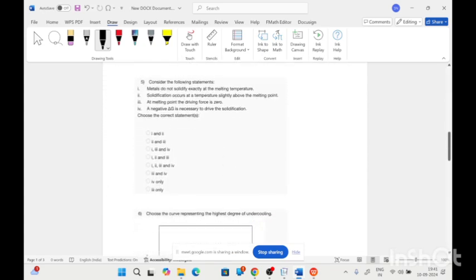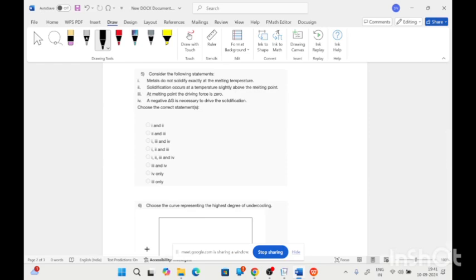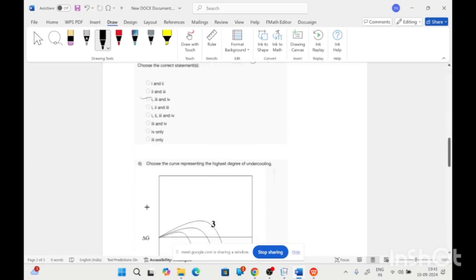In the next question, consider the following statements. Metals do not solidify exactly at the melting temperature. Second, solidification occurs at a temperature slightly above the melting point. This is wrong. At the melting point, the driving force is 0. This is correct. And the last statement, a negative delta G is necessary to drive the solidification. So this is also correct. So first, third and fourth are the correct options.